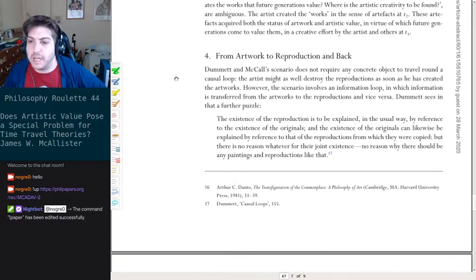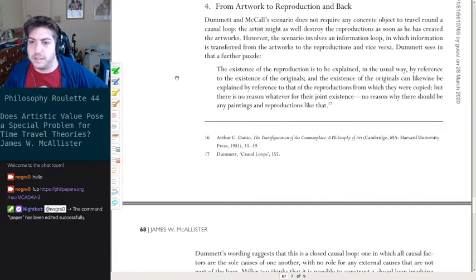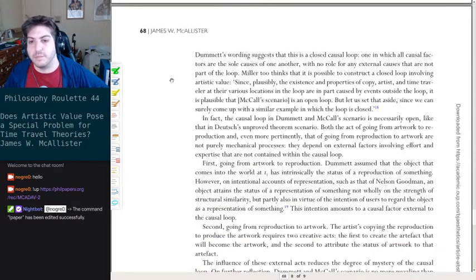Dummett and McCall's scenario does not require any concrete object to travel around a causal loop. The artist might as well destroy the reproductions as soon as he has created the artworks. However, the scenario involves an information loop in which information is transferred from the artworks to the reproductions and vice versa. Dummett sees in that a further puzzle. The existence of the reproduction is to be explained in the usual way by reference to the existence of the originals, and the existence of the originals can likewise be explained by reference to that of the reproductions from which they were copied. But there is no reason whatever for their joint existence. No reason why there should be any paintings, any reproductions like that. Yeah, it's a separate problem.